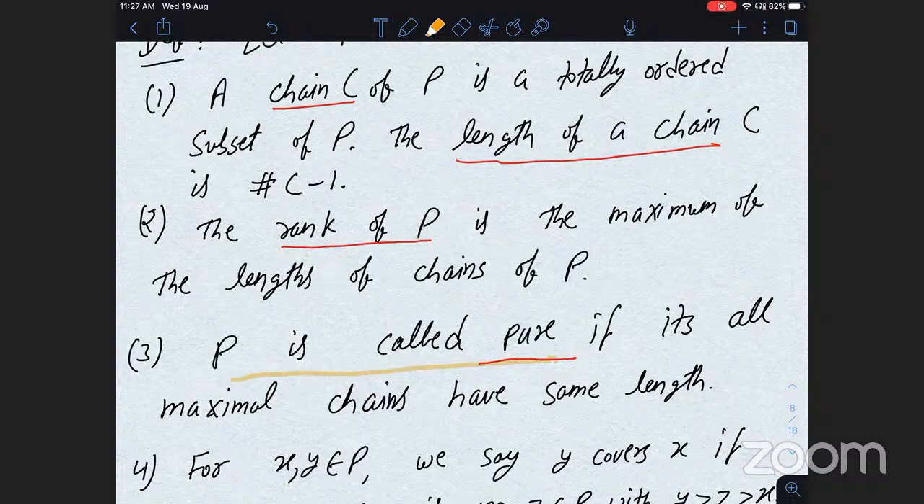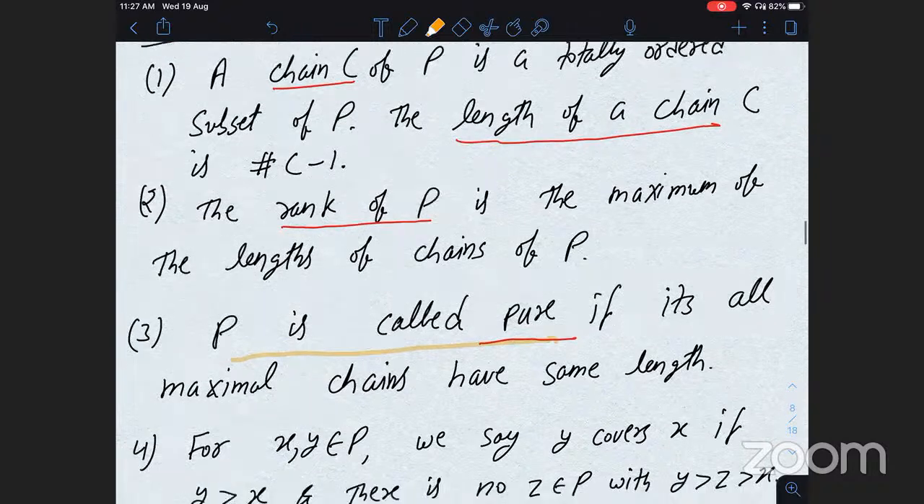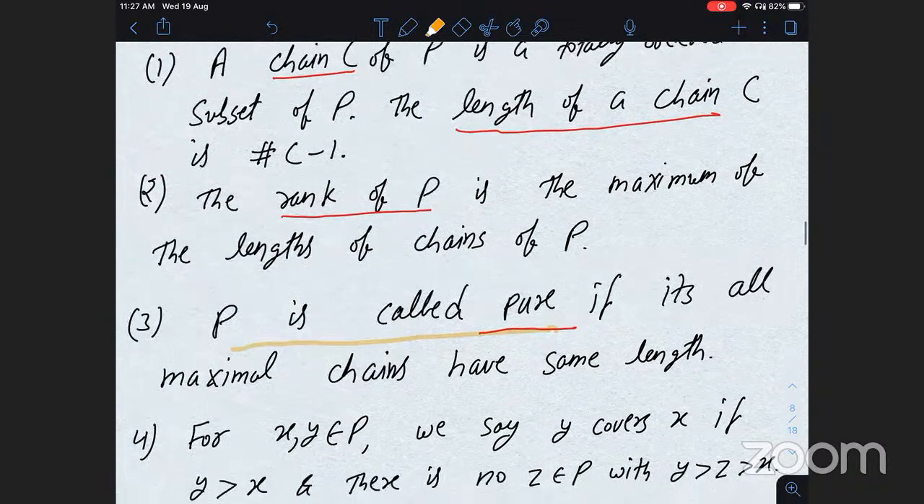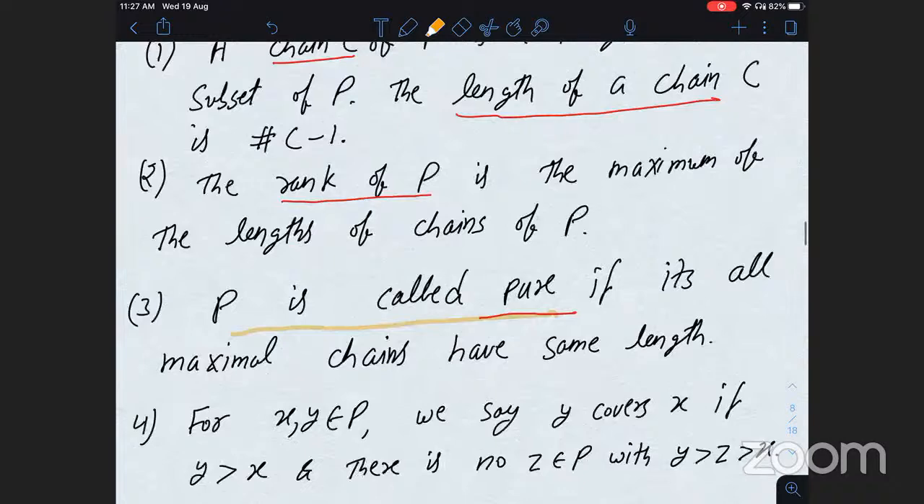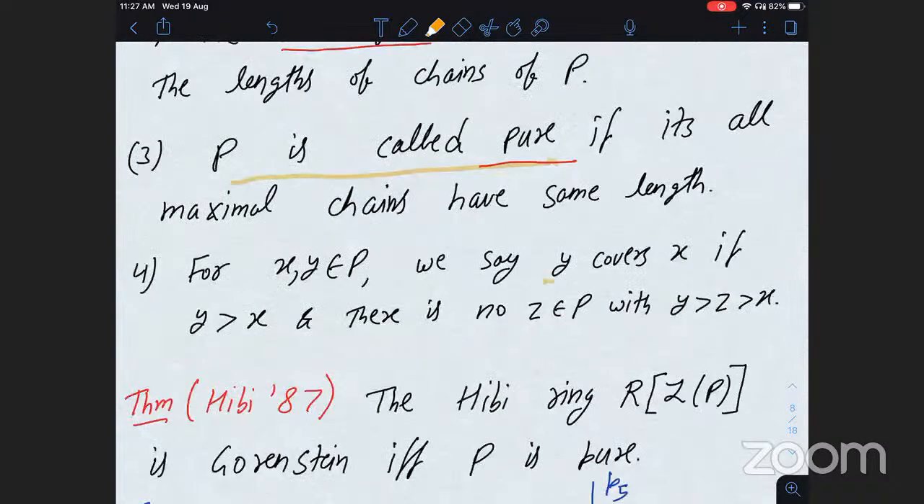I'll give an example of what pure actually means. And for two elements X and Y in P, we say that Y covers X if Y is greater than X and there is no Z that lies between Y and X. That means there is no Z in P with the property that Y is greater than Z is greater than X.